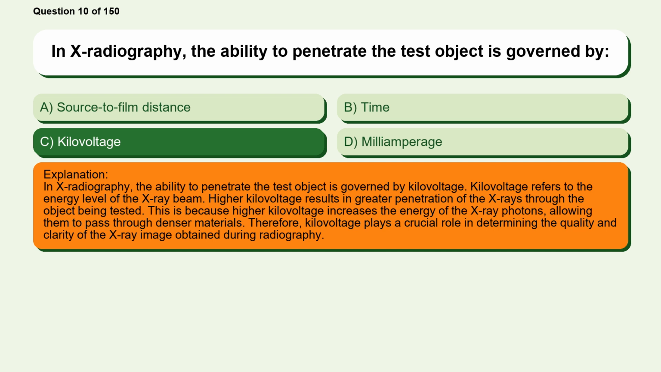Kilovoltage refers to the energy level of the X-ray beam. Higher kilovoltage results in greater penetration of the X-rays through the object being tested. This is because higher kilovoltage increases the energy of the X-ray photons, allowing them to pass through denser materials. Therefore, kilovoltage plays a crucial role in determining the quality and clarity of the X-ray image obtained during radiography.